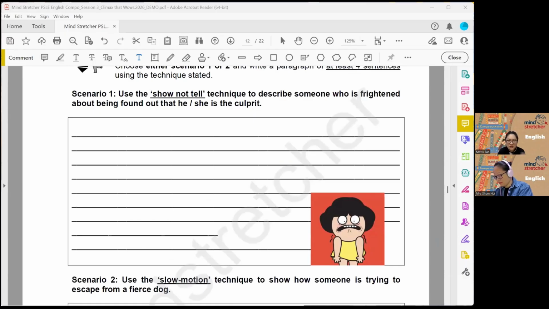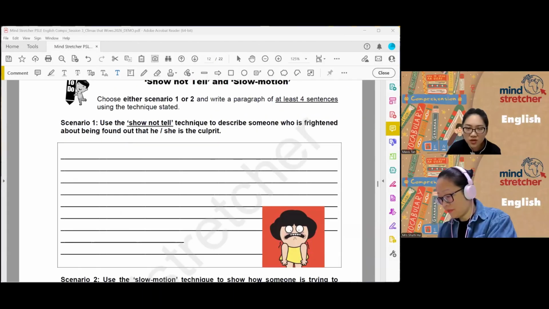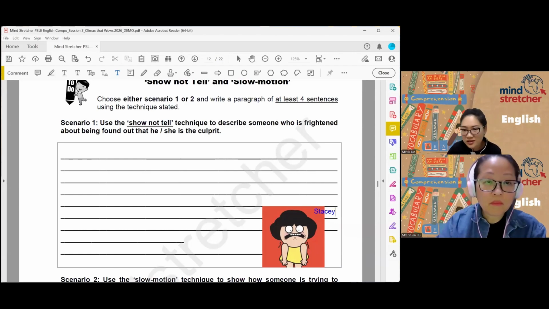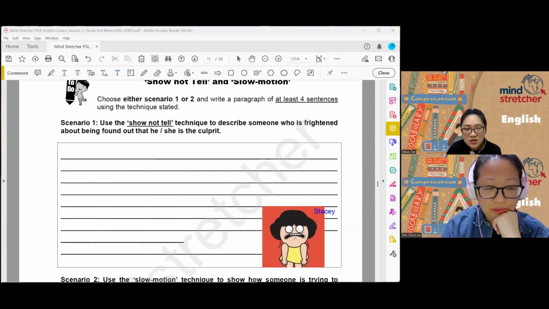So now let's say there's this girl called Stacy. This is the name that we always give this character. S-T-A-C-Y, Stacy. And this is Stacy. Look at her face and her body, and she's shivering. You see these curly whirly lines here. So Stacy is very frightened because she told a lie. She did something wrong, and she's afraid of being found out.